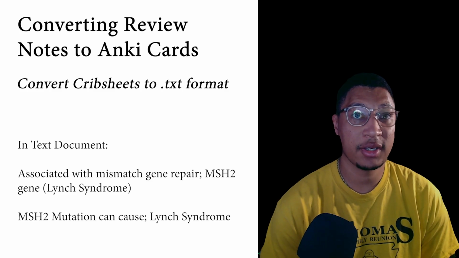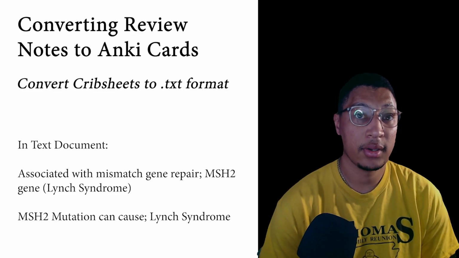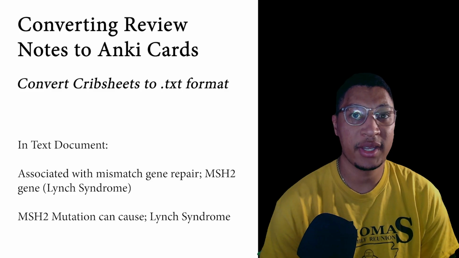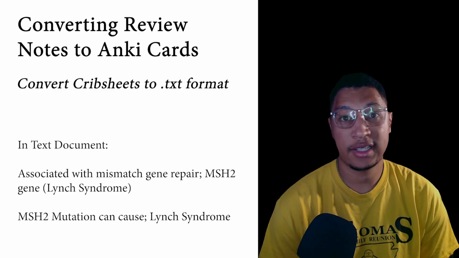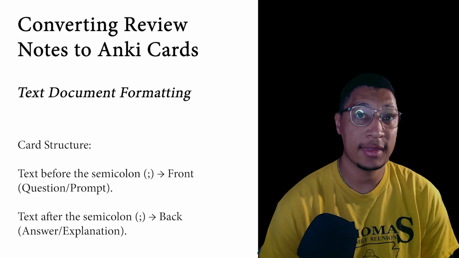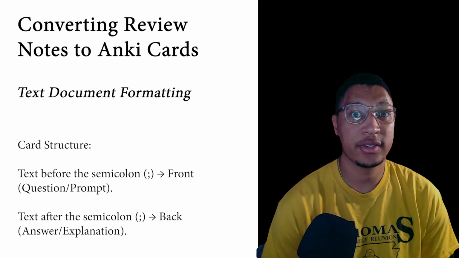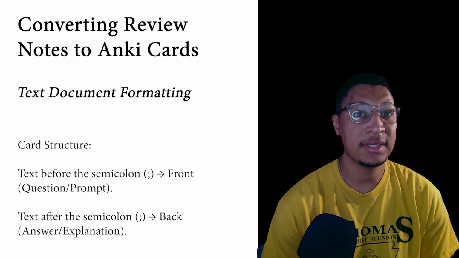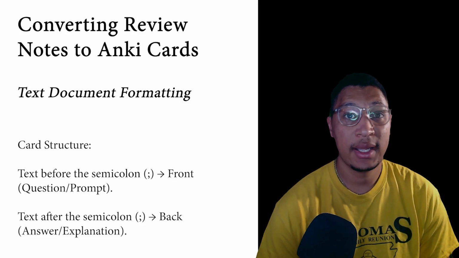Each line in the text document corresponds to a different flashcard, with the front and the back separated by a semicolon. The information before the semicolon represents the front of the card, or the question or the prompt, while the information after the semicolon represents the back of the card, which is the answer or the explanation. When you format the text document like this, Anki recognizes each line as a separate card. The key is to make sure that each card has only one semicolon per line, ensuring the correct distinction between the front and the back of the card.